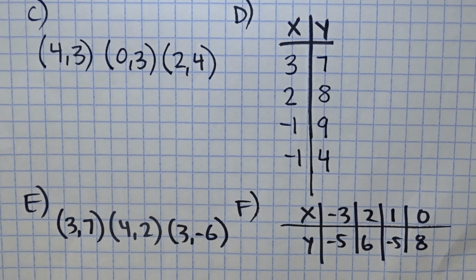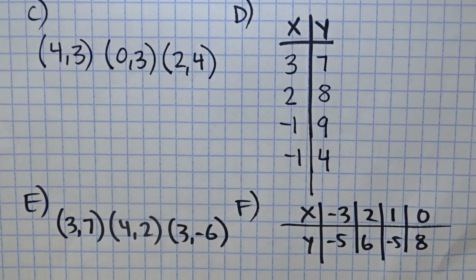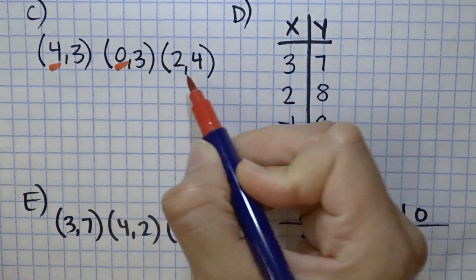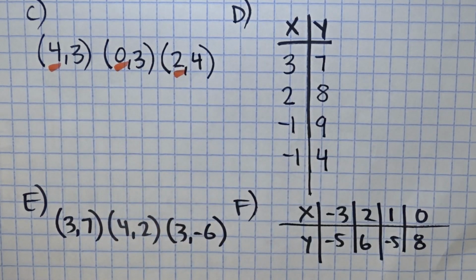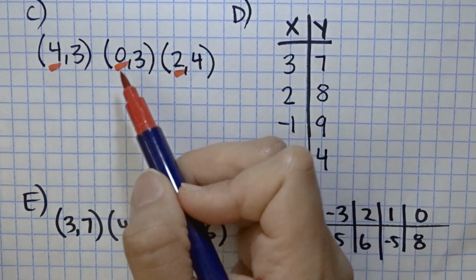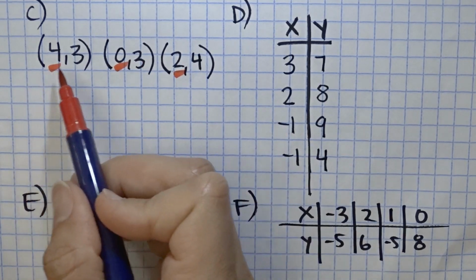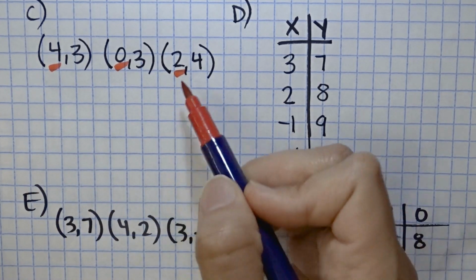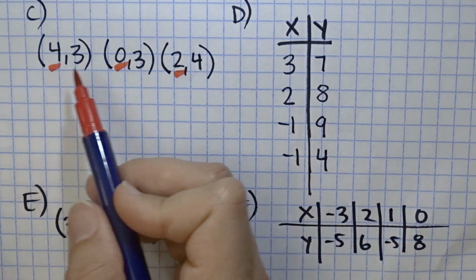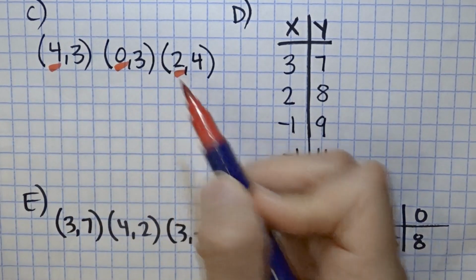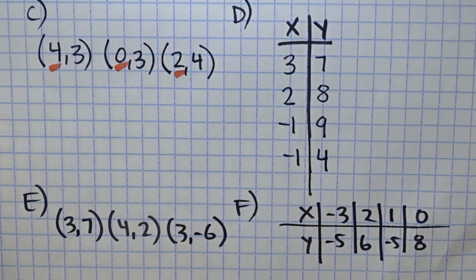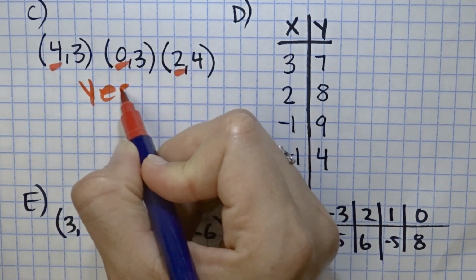So say you have your inputs on C would be 4, 0, and 2. These are the ones that are seeking a partner. 4 is seeking 3, nowhere else. 0 is seeking the 3, 0 doesn't appear to be seeking another one. And 2 is seeking the 4, and it doesn't appear to be seeking any other one. So 4, 0, and 2, it's all good. None of them are doing anything wrong, so we'll say yes, this is a function.